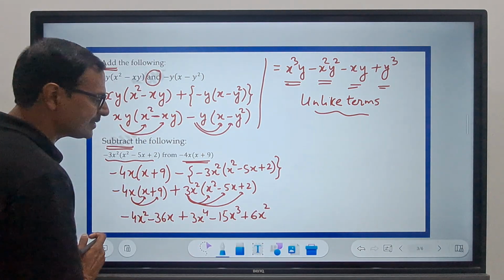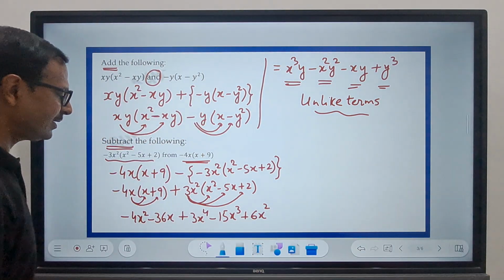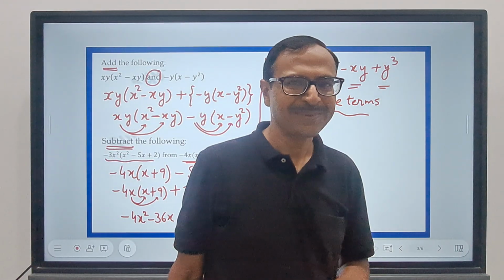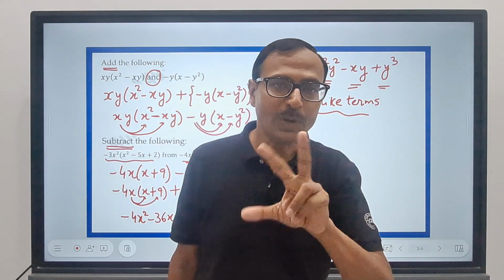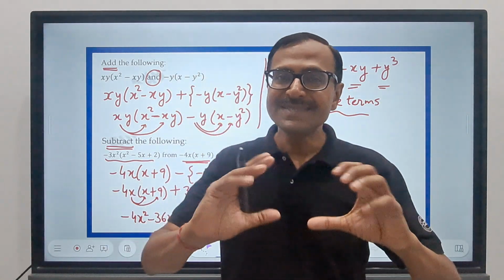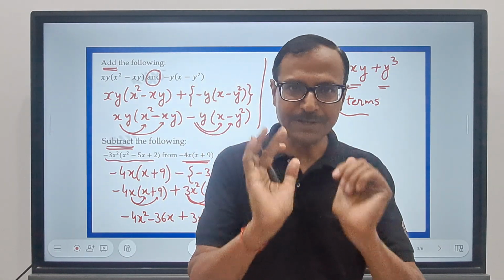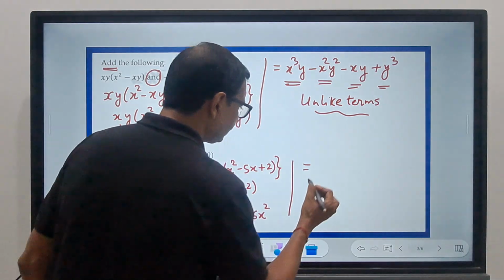Now is this the final answer? Just like I left the answer here, should I leave the answer here? I think you will be committing a blunder if you do so. Because the next step is to identify whether all the terms are like terms or unlike terms. If there are any sets of like terms, then you have to combine the like terms into a single term. Let's write this in the standard form now.